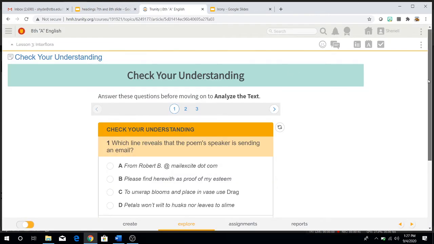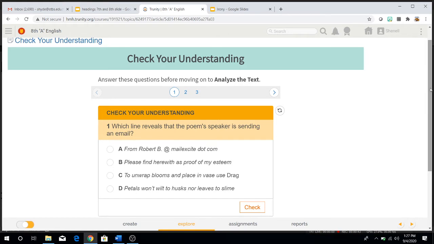So since we've read the poem and done all of the work, now it's time to make sure that you guys understood the poem itself. So we're going to check your understanding. Question 1. Which line reveals, demonstrates, or shows us that the poem speaker is sending an email?